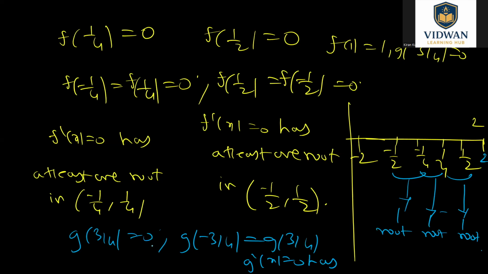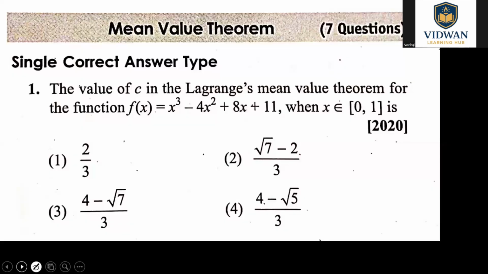And g of 3 by 4, 0, and g of minus 3 by 4 is the same as g of 3 by 4. There is one root in that interval also. So including this, here there are minimum 3 roots. Here there is minimum 1 root. Overall, it has minimum 4 roots. So these are based on Lagrange's theorem.